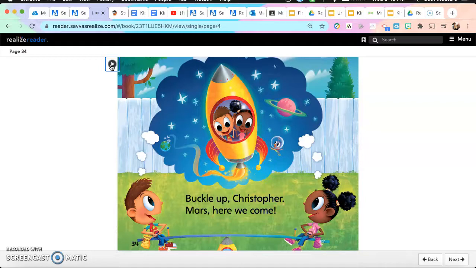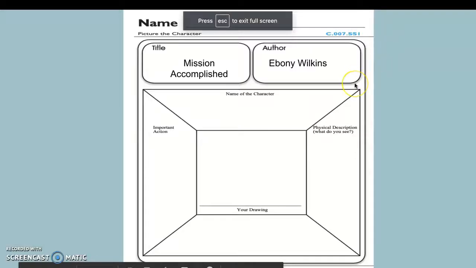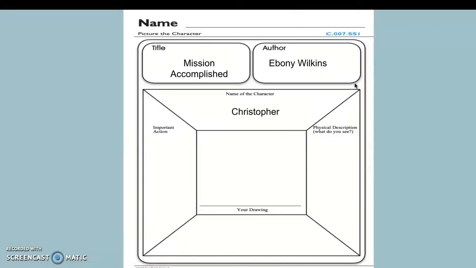I just heard the name of another character. Let's go add his name in our graphic organizer. Okay, so the name of our second character is Christopher. Now here, we can add a drawing of our character and what he looks like. So going back into the story, can you find Christopher and can we draw a picture of him?